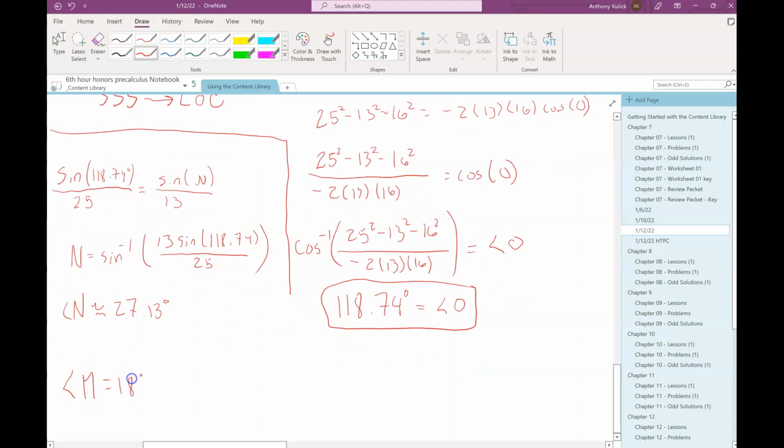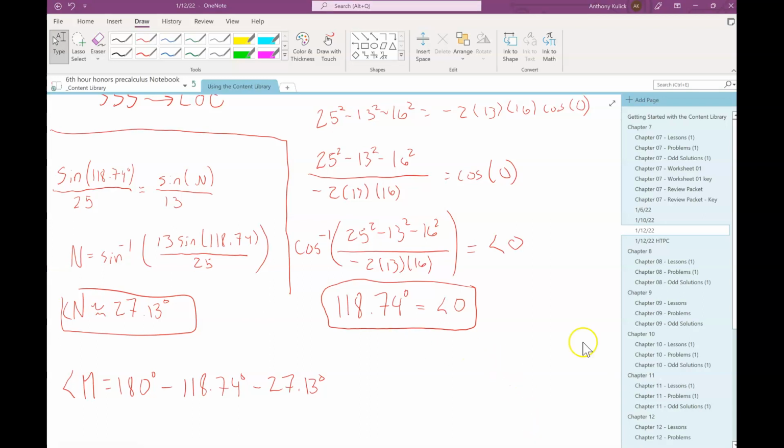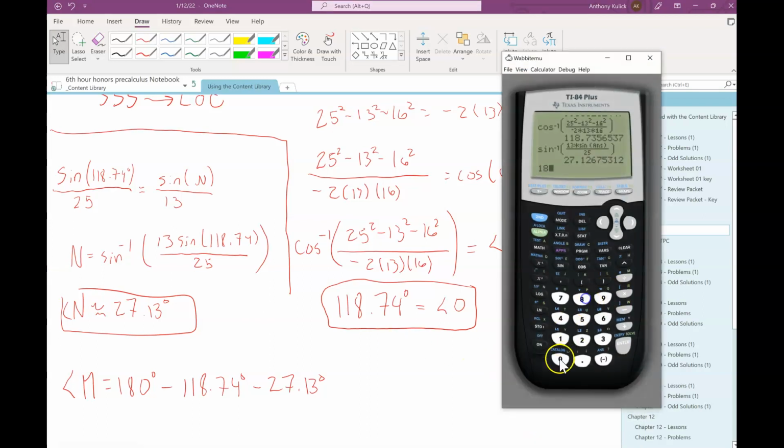And then now that I have two of the three angles, it's really easy to get that third one. So 34.14.